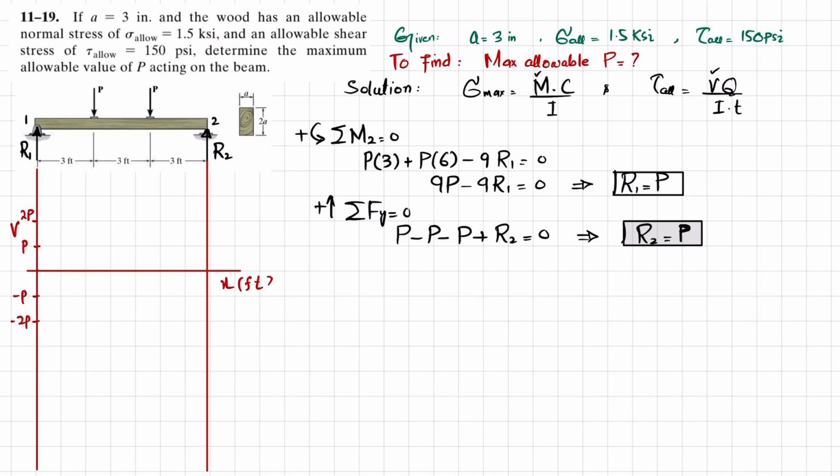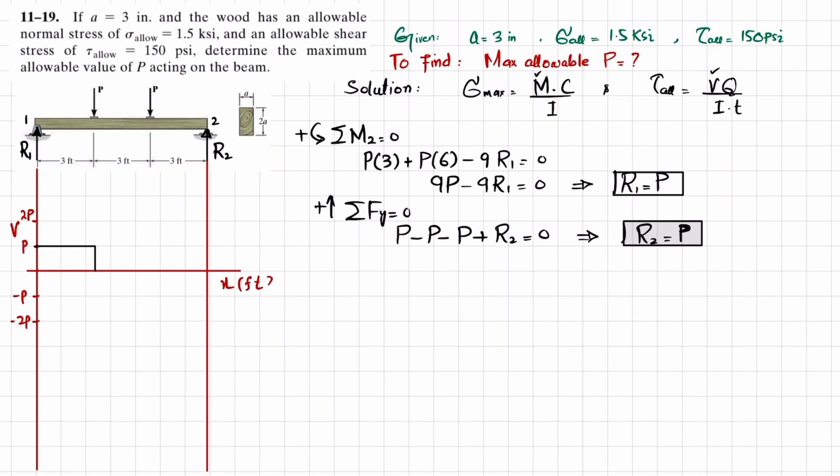Now at this point you can see that we have R1, which is equal to P. So our first point will be this one. Moving from R1 to this point, we have only P. Now at this point we have minus P, so plus P minus P is equal to 0. So it will move to 0 over the length of 3 feet.